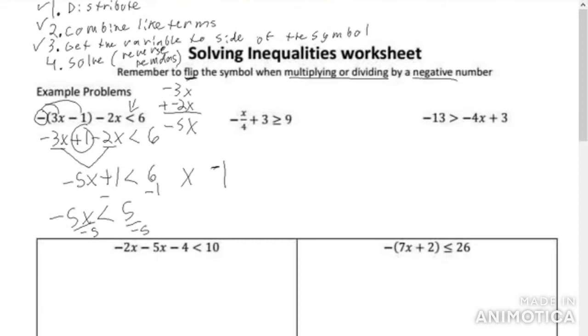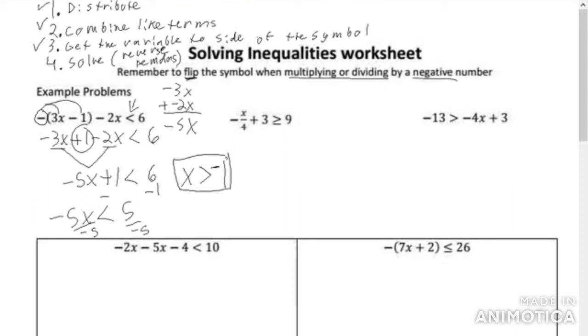Now, my sign before was opening up to the right. Now, since I divided by a negative number, I need to flip it the other direction. And then that will be your final answer. All right? Let's move on to the second example.